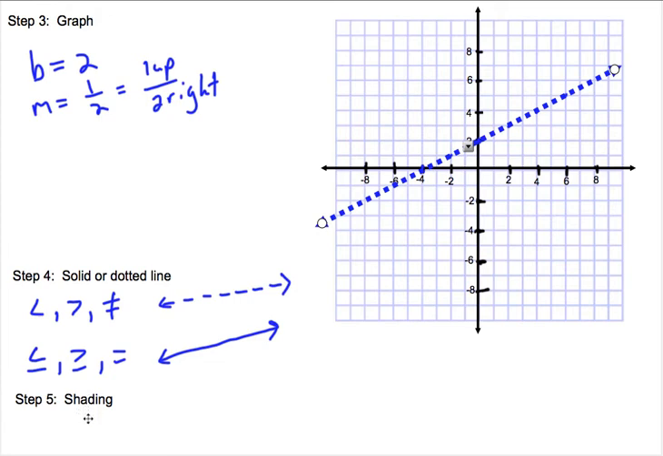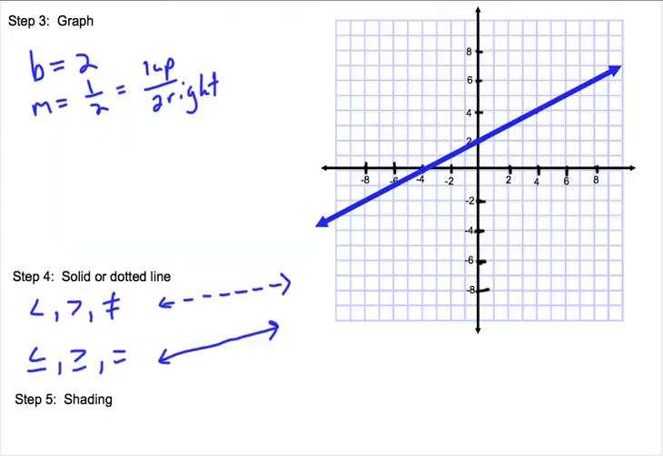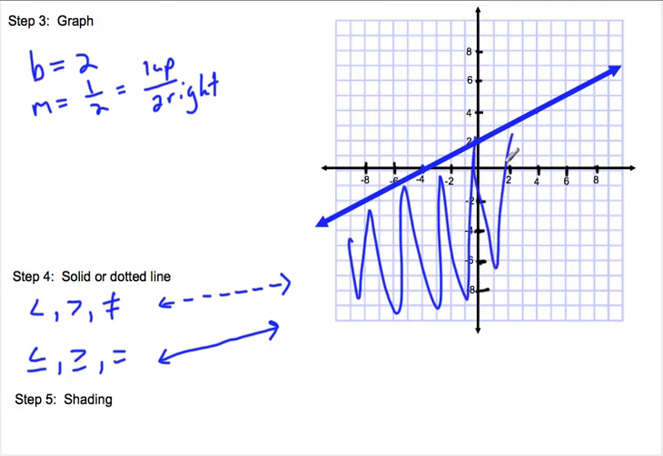Step 5 is shading. So we have to know whether we shade up or shade down. And so if it looks like this, so y is less than, we're going to shade below. And if it's y is greater than, we shade above. And again, I forgot, so I'm going to go back. So it was y is less than. Remember, you've got to look at the final thing when it's solved for y. So it's less than. So we need to shade below. So it looks like so.